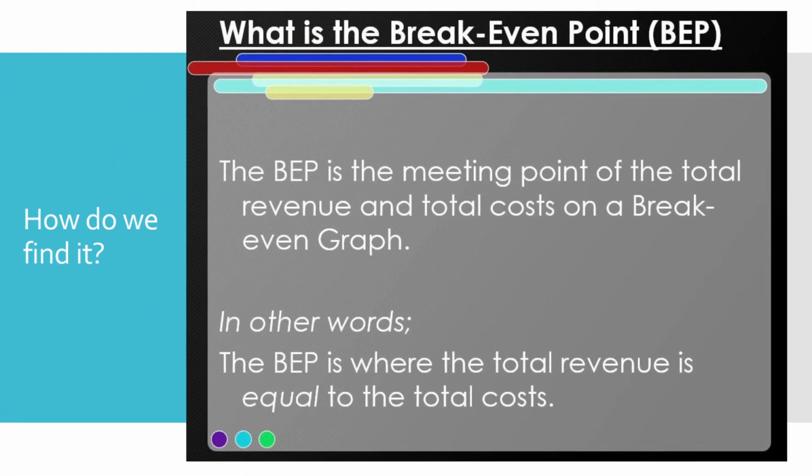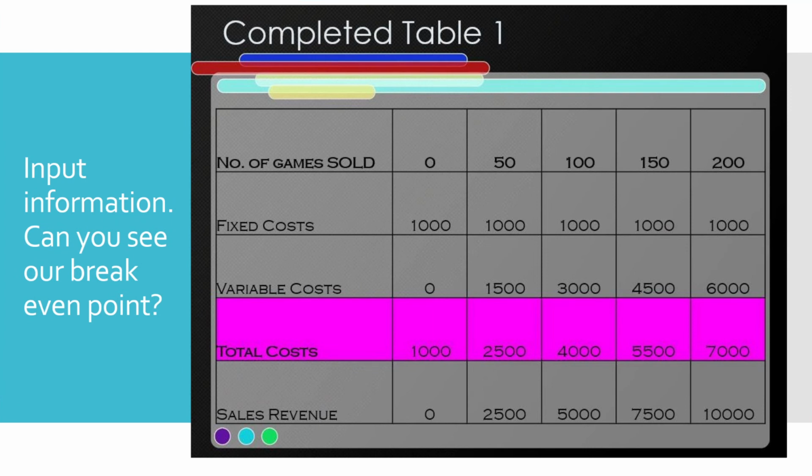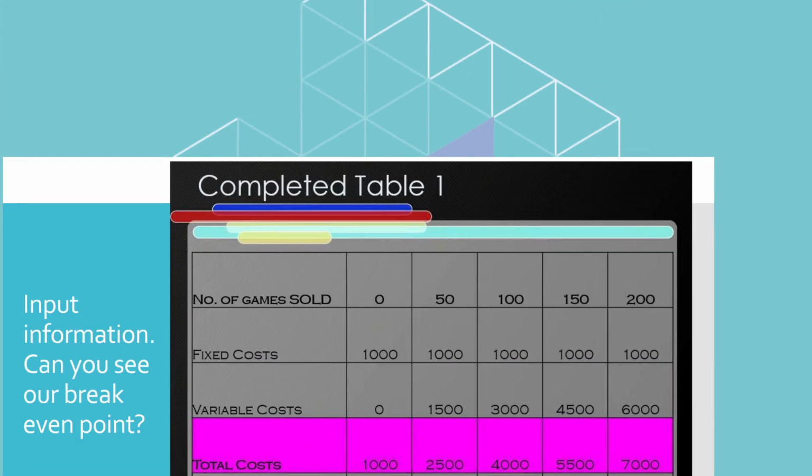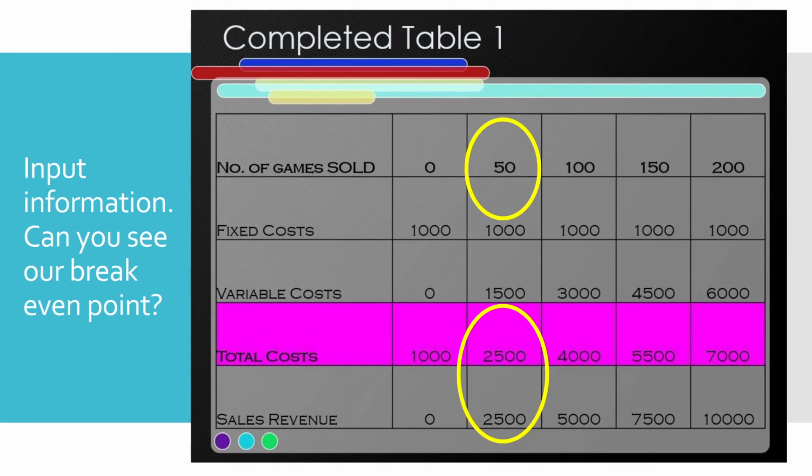So how do we find our break-even point? It is the meeting point of the total revenue and the total costs. And we could also look at it on a graph. So remember, break-even point is where the total revenue is equal to our total costs. So going back to our table, our total revenue at 50 units, 2,500, was exactly equal to our total costs, 2,500. So just circling where we can see where they cross over at our break-even point.